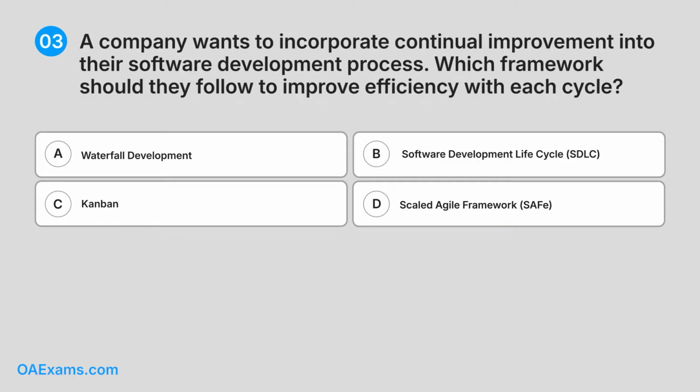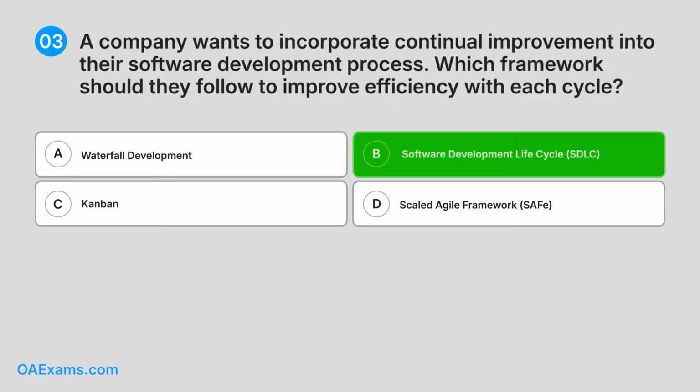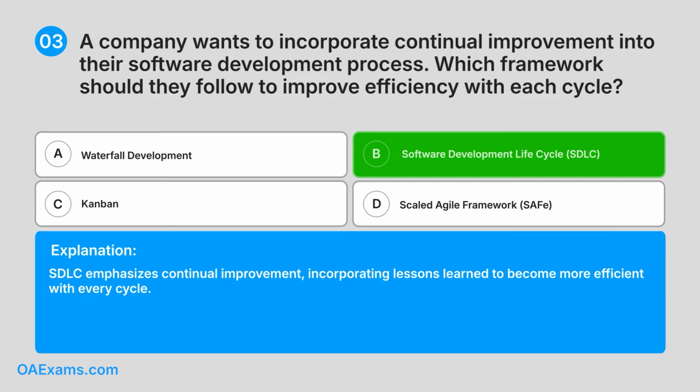3. A company wants to incorporate continual improvement into their software development process. Which framework should they follow to improve efficiency with each cycle? A. Waterfall development. B. Software development lifecycle. C. Kanban. D. Scaled Agile framework. Can you guess the answer? Correct answer. B. Software development lifecycle. Explanation. SDLC emphasizes continual improvement, incorporating lessons learned to become more efficient with every cycle.